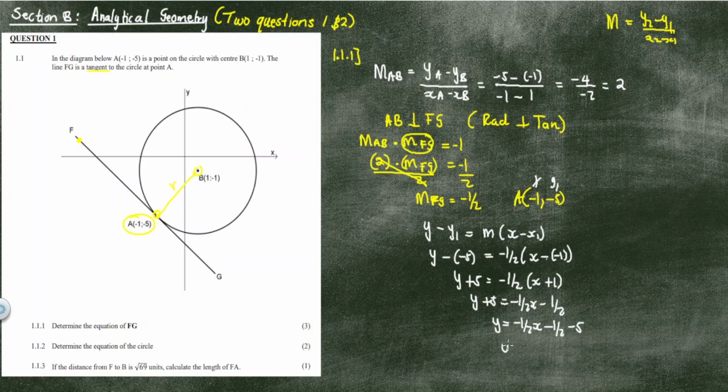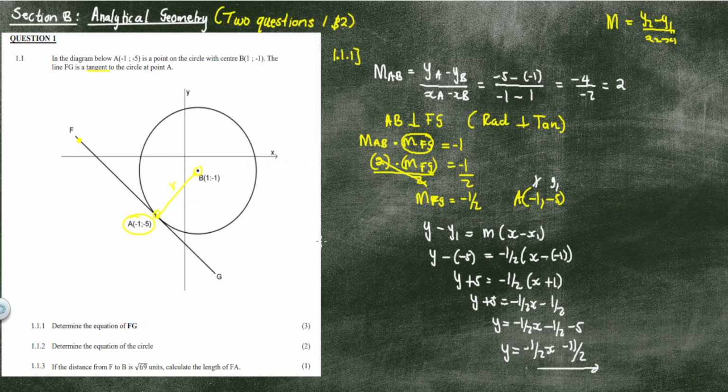I'm transposing. I want to make y the subject of the formula. So it's minus 1 over 2 x. So negative 1 over 2 minus 5, you answer negative 11 over 2. So this is the equation of FG.